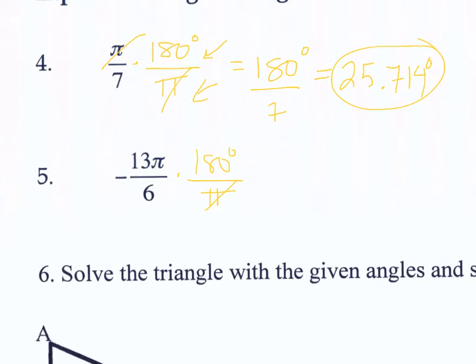So for negative 13 pi over 6, we're going to multiply by 180 degrees over pi. The pi's cancel. If we divide the top and bottom by 6, 6 divided by 6 is 1, so it cancels. 180 divided by 6, 6 goes into 18 3 times, and we have a 30. And negative 13 times 30, we get negative 390 degrees.